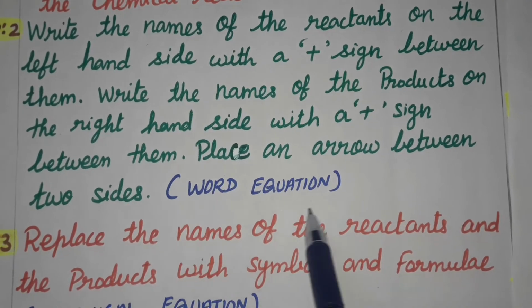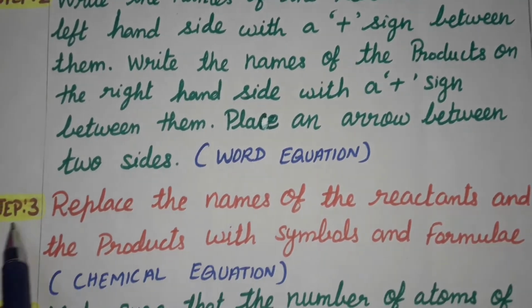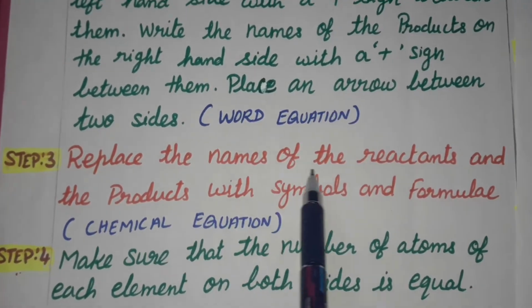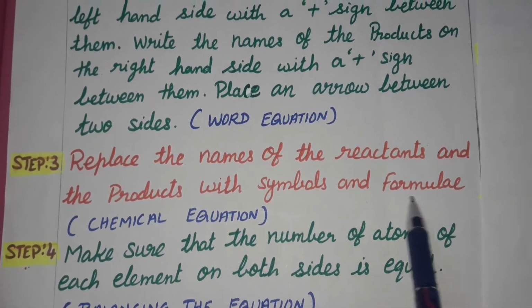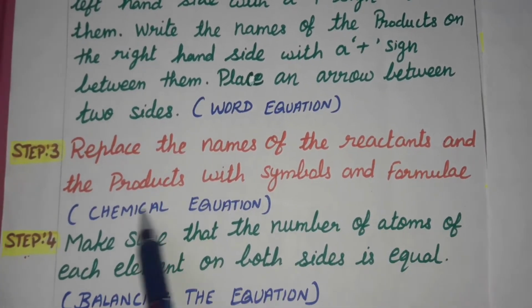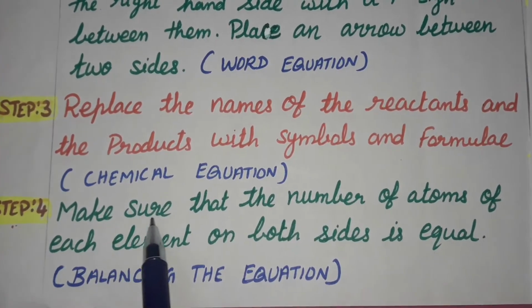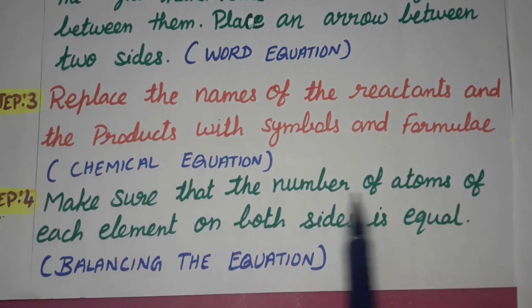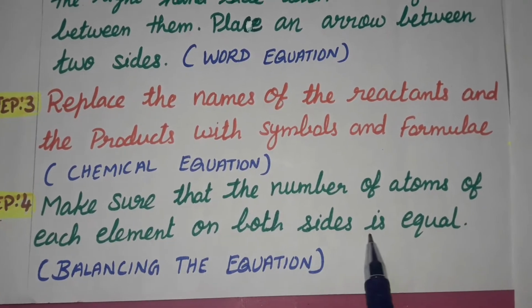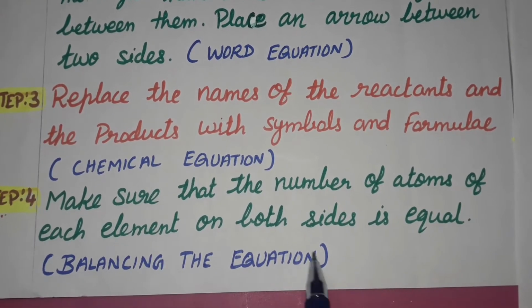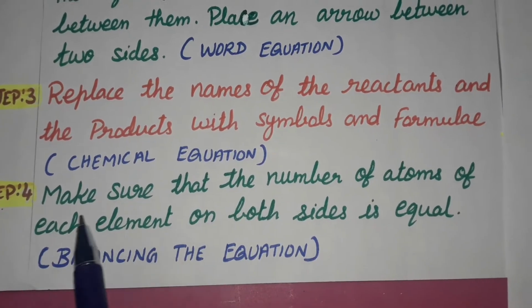This equation is called a word equation. Step 3. Replace the names of the reactants and the products with symbols and formulae. This equation is called a chemical equation. Step 4. Make sure that the number of atoms of each element on both sides is equal. This is called balancing the equation.